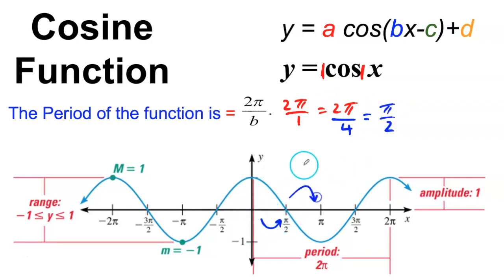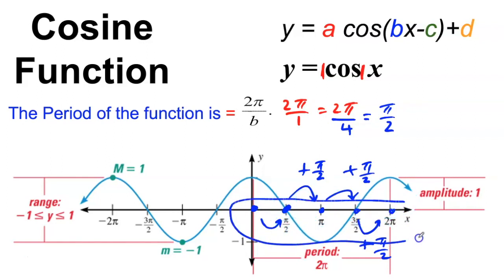My second increment, you add pi over 2. The third increment, plus pi over 2. The last increment, plus pi over 2. You'll do this in every single function. That's how you find 0, 0, you start. This is how you find your next, your next, your next, and your next. And these are the values that you will put on your table of values.